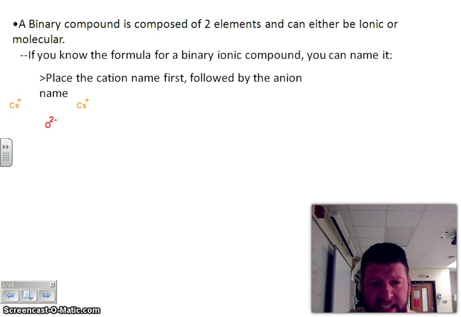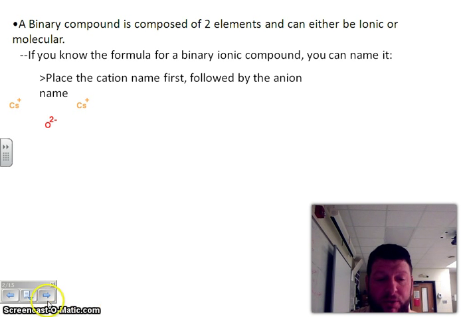And keep in mind what a cation is. A cation is an atom that has undergone a transfer of its electron. Therefore, it has lost an electron. Therefore, it becomes positive. After you have listed the cation, you then list the anion. Don't forget what an anion is. An anion is an atom that has gained an electron or two, and therefore it has become negatively charged.